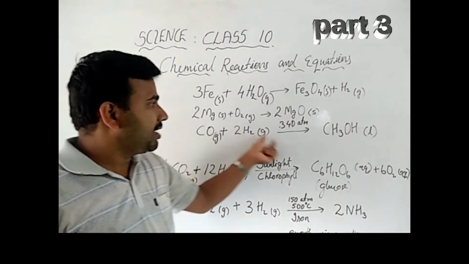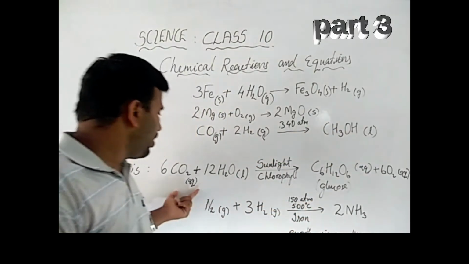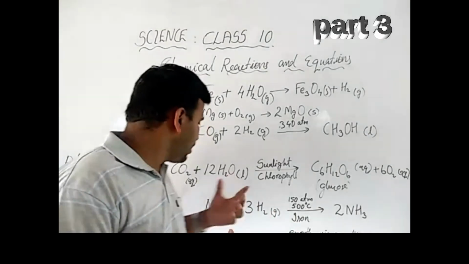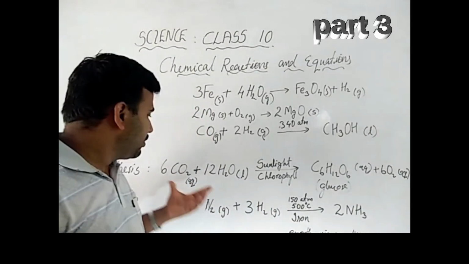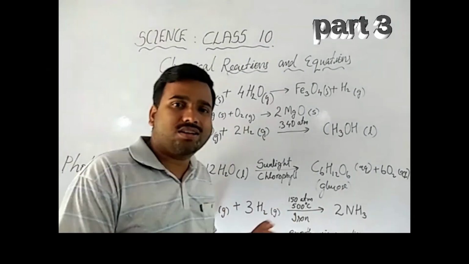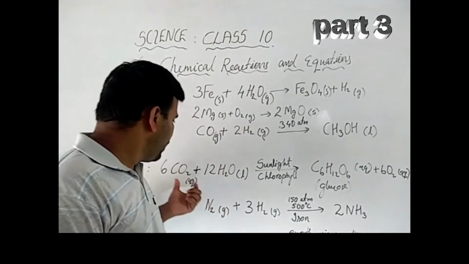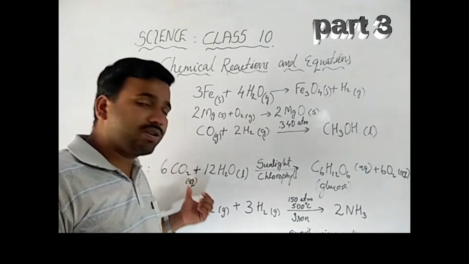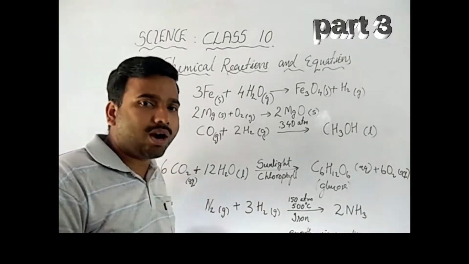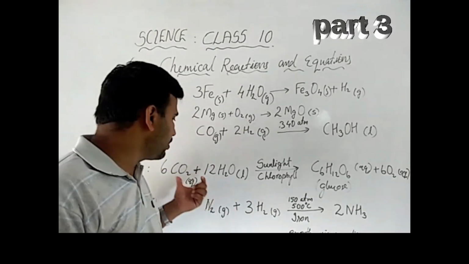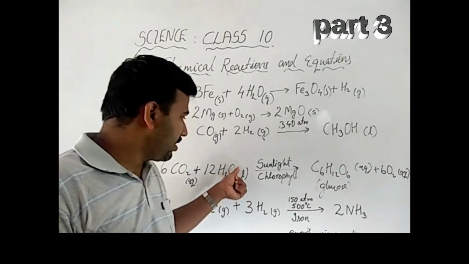We are familiar with three states of matter: solid, liquid, gas. What do you mean by aqueous? Aqueous means something is soluble or dissolved in water. The solution of something in water is known as an aqueous solution. Aqua means water. Similarly, carbon dioxide in aqueous form means carbon dioxide is dissolved in water. So we are taking plus water in liquid form.